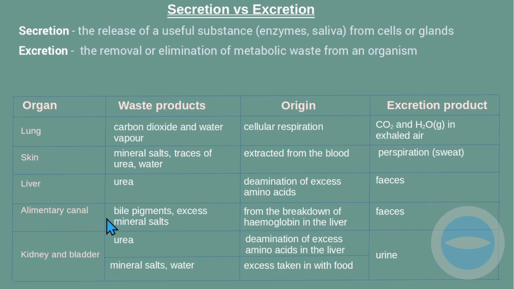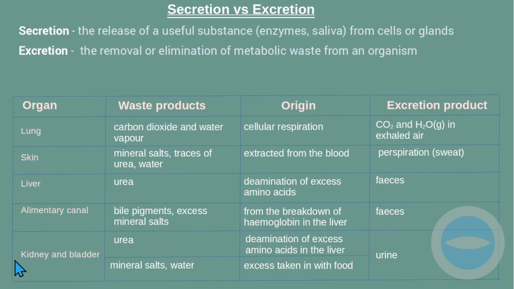So, alimentary canal: the waste products are bile pigments and excess mineral salt. And where do they come from? From the breakdown of hemoglobin in the liver. And then how do they exit the body? They exit the body as feces.